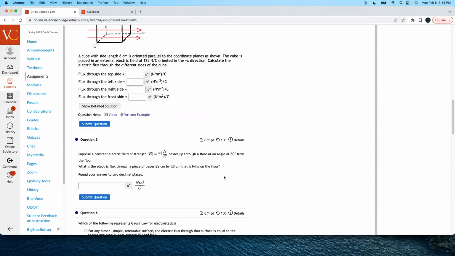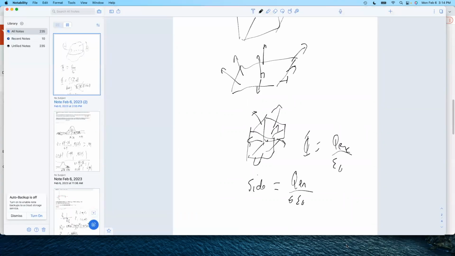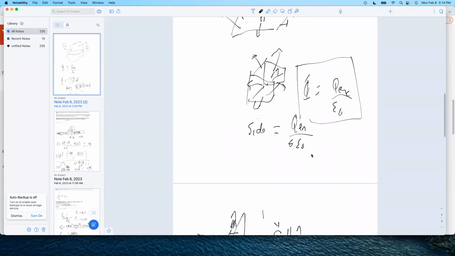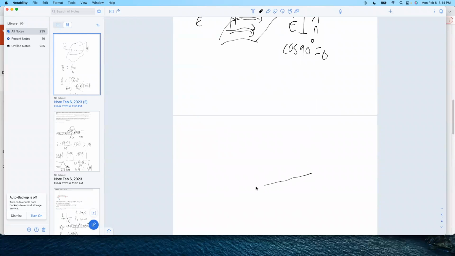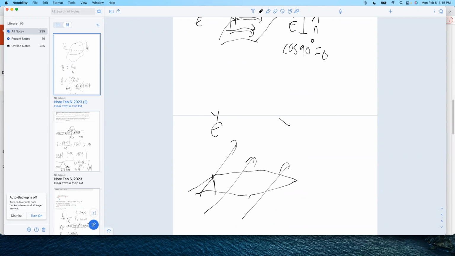This question, now we don't have a closed surface here. We just got a piece of paper. So this is only true right here for closed orientable surfaces. Here I've got some piece of paper. So this is supposed to be a piece of paper lying flat on the ground. And the electric field is coming up at some angle. I think they said 30 degrees. So here's E, and they give you this angle right here.